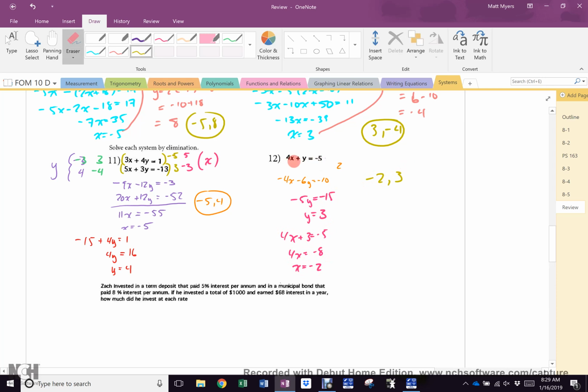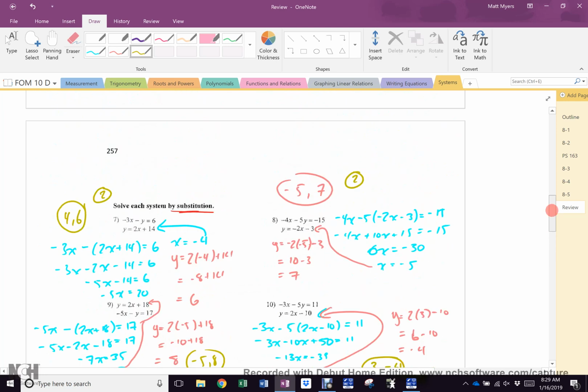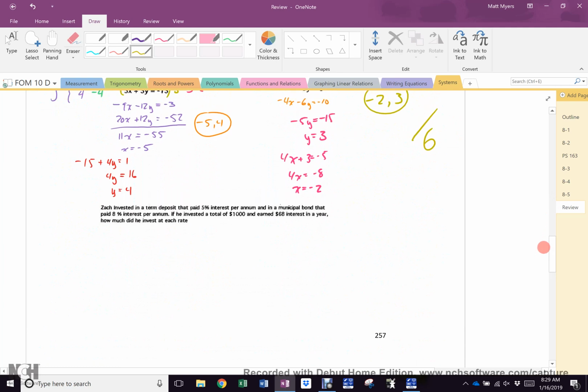And then I check it. I know it works in this one because I just used it, so I check it here. Negative 4 plus 9 is 5, and I know I did it right. All of that's worth 2 to make all of that worth 6 in that middle section there. And then we have a word problem.